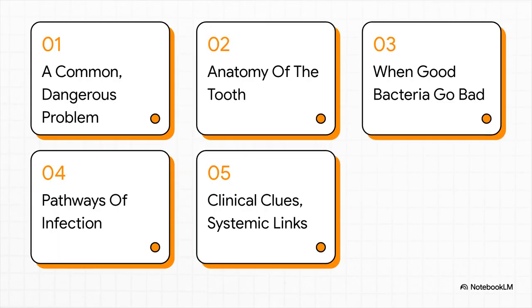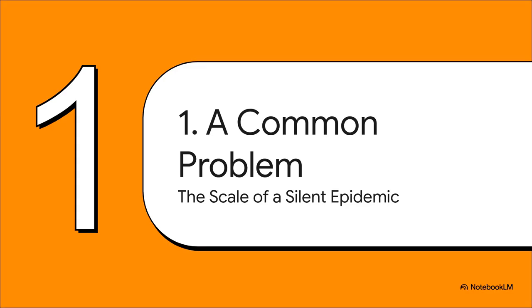So here's our roadmap for today. First, we're going to really grasp the sheer scale of this problem. Then we'll zoom right in on the anatomy of the tooth itself. Think of it as the battlefield. After that, we'll get into the microbiology. Who are the players here? Then we'll trace the exact routes these infections take as they spread. And finally, we'll connect all those dots to the clinical clues you'll actually see in your patients and the huge systemic risks they carry.